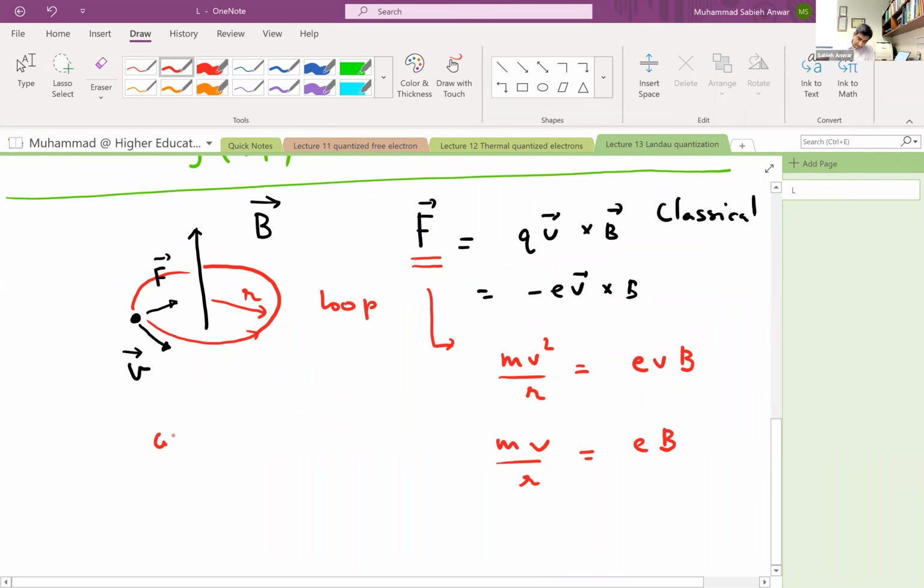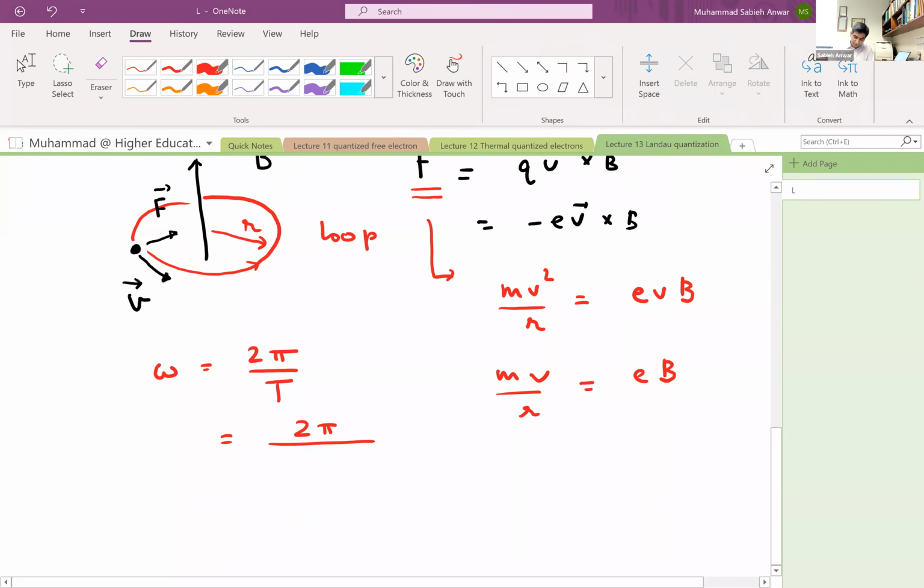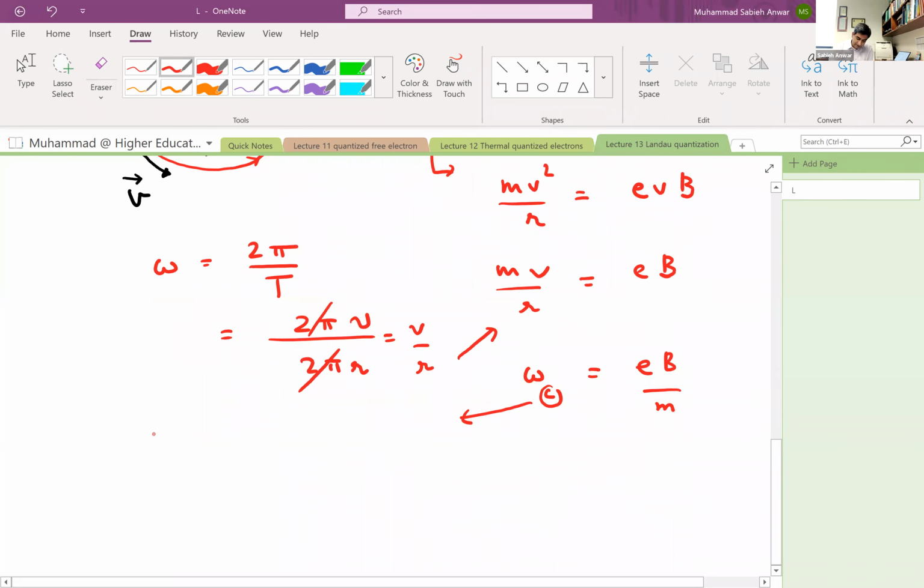I can also find out the angular speed of this electron, from the time it takes to complete one revolution, and that is going to be given by 2 pi over T. Now 2 pi over T is 2 pi over the distance that it covers, 2 pi r, divided by the speed. So I have v over r. I can replace this v over r with omega. So I'm left with omega equals eB over m. I can put a subscript c with this omega to denote this as the cyclotron frequency of the electron.